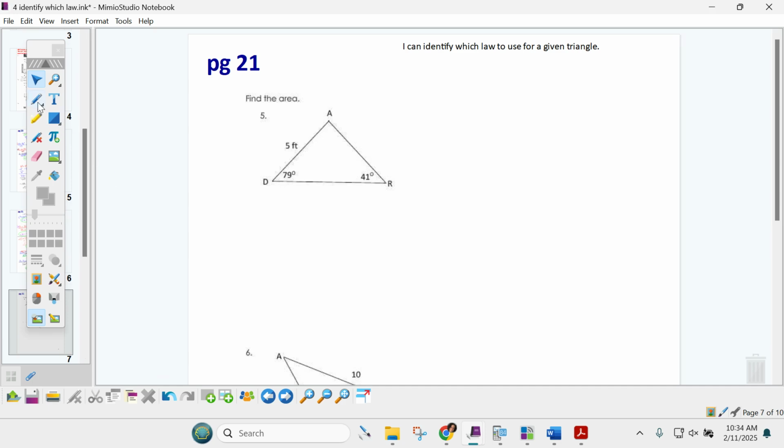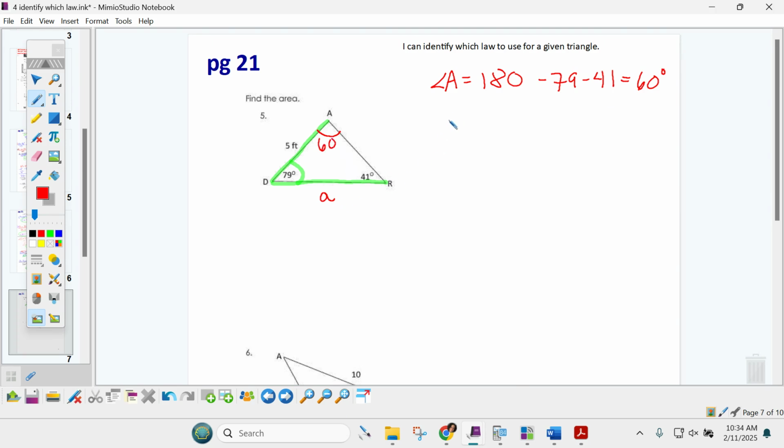Let's do page 21. Now it says find the area. All right, pause the video here. Let's find the area. Well, for area, I need side angle side. So I have a side, I have an angle, so I'm missing this side. So I need to find side A, but to find side A, I need angle A. Oh, we have 2 angles, so that's good. I can add up to 180. So angle A has to be 180, take away the other values, and we get 60 degrees.